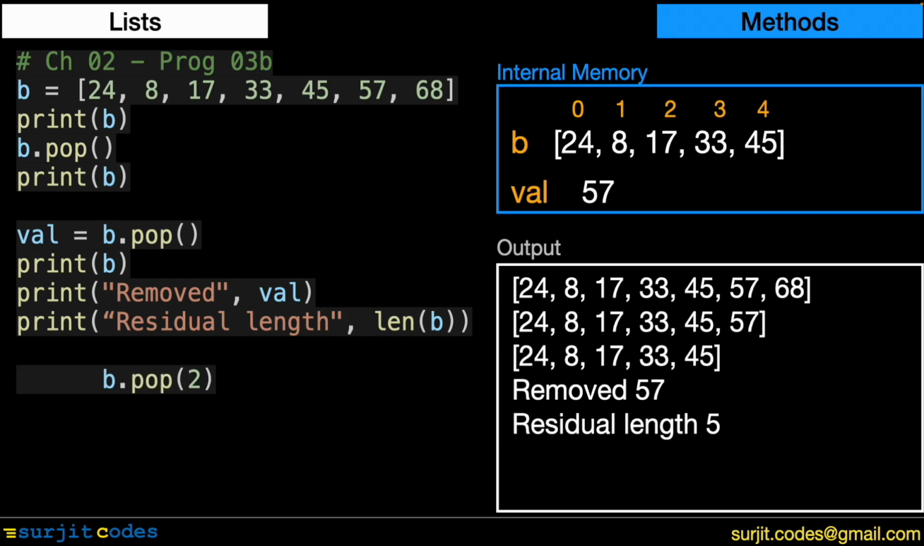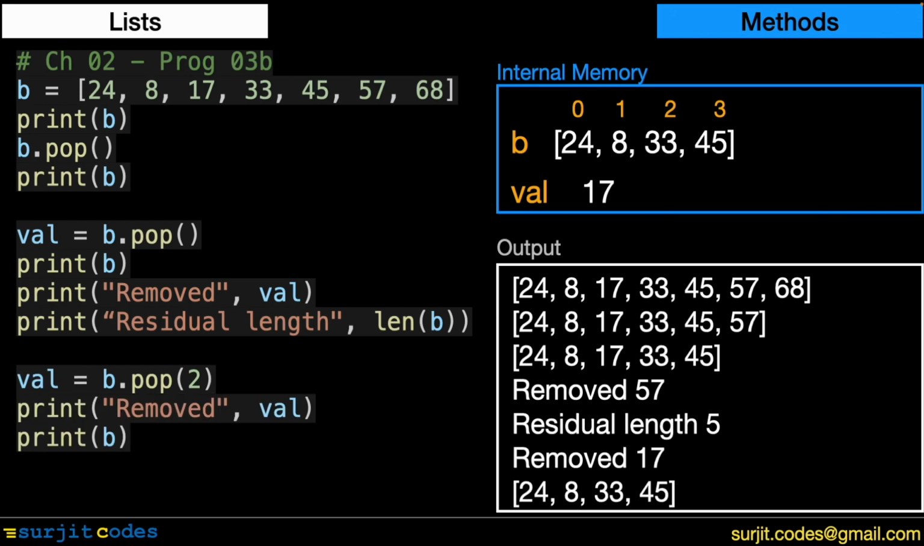To remove a middle item, we give its index in pop. We remove 17 present at index 2, store it in val, and print the details. Clear method is there to remove all items of the list, after which the length of the list is 0.